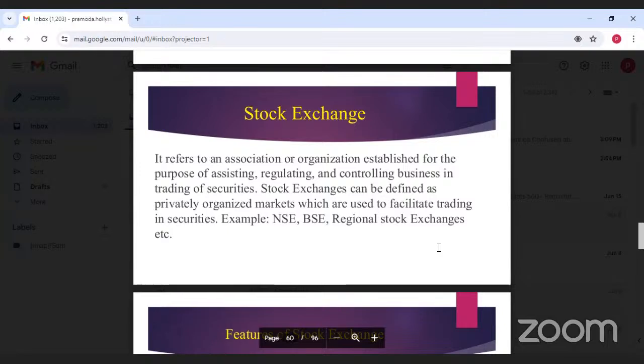Only such companies are allowed to trade on the floor of stock exchange. So that is the importance or the priority that the stock exchange is gaining.